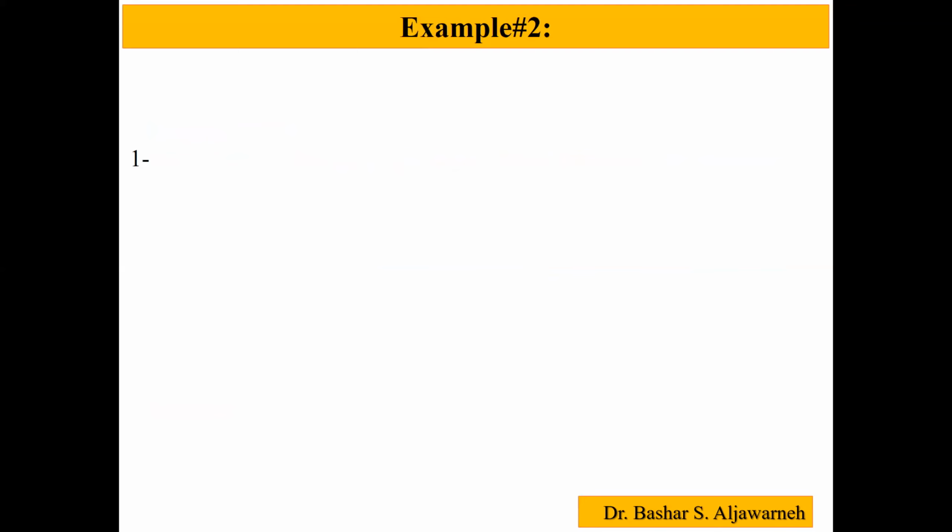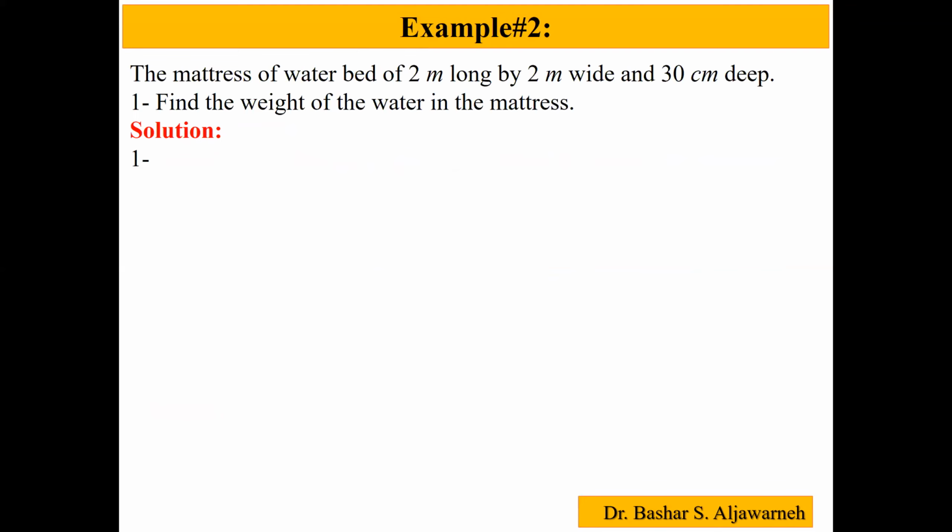Okay, let's go to our first example. The mattress of a water bed has dimensions 2 meters by 2 meters by 30 centimeters in depth. What is the weight of the water in this mattress? We know the weight is mass times gravity. Gravity is 10 meter per second square, but the mass is unknown. How to think about this problem?